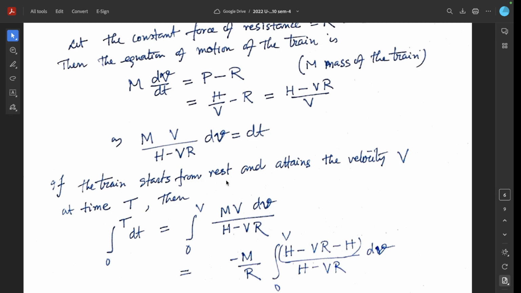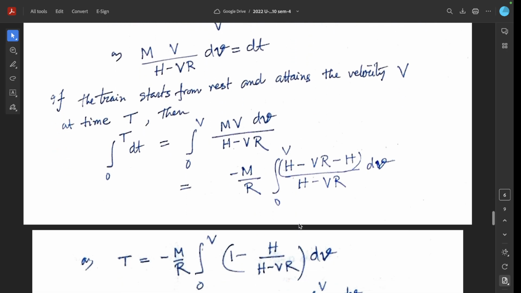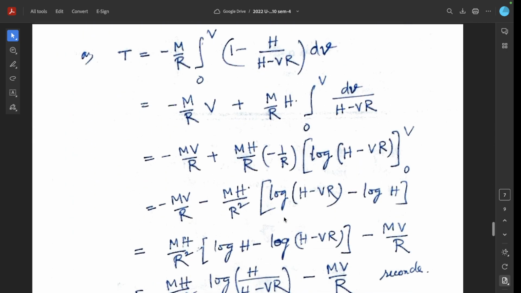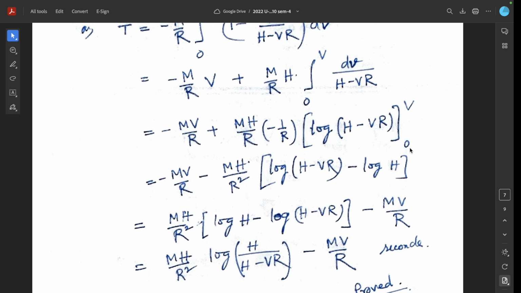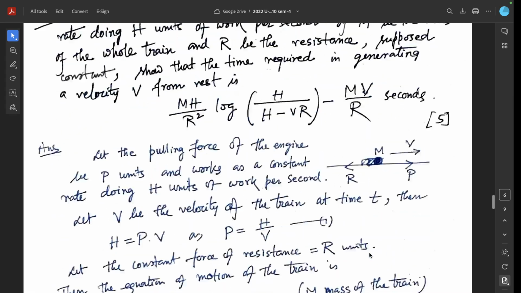If the train starts from rest and attains the velocity V at time capital T, integrating from 0 to capital T dt, and from 0 to capital V, since at time T the velocity attained is capital V. So the integrating limits are 0 to V, where small v is the velocity at any time t. After simplification we get this, and integrating with limits 0 to V and putting in the values, we get this result, which proves the required result.